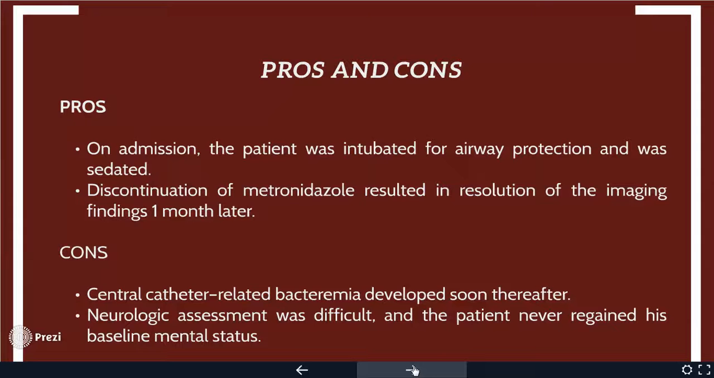Pros and cons. Pros: on admission, the patient was intubated for airway protection and was sedated. Discontinuation of metronidazole resulted in resolution of the imaging findings 1 month later. Cons: central catheter-related bacteremia developed soon thereafter. Neurologic assessment was difficult, and the patient never regained his baseline mental status.